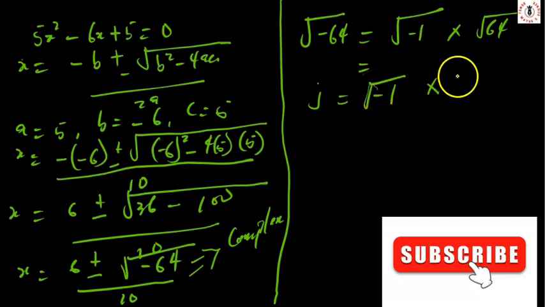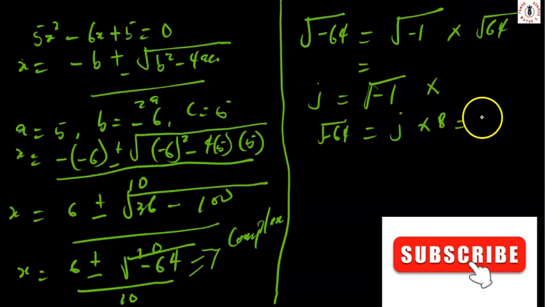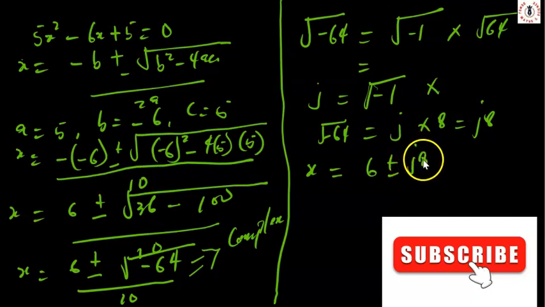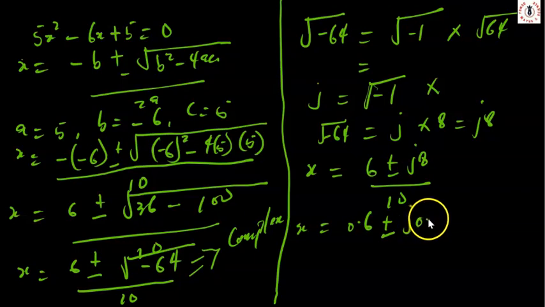So the root of minus 64 can now be expressed as j times 8. So I can express it as j8. As complex numbers, x will now look like x equals 6 plus or minus j8, all over 10. X is now the same thing as 6 over 10, that's 0.6, plus or minus 0.8j.